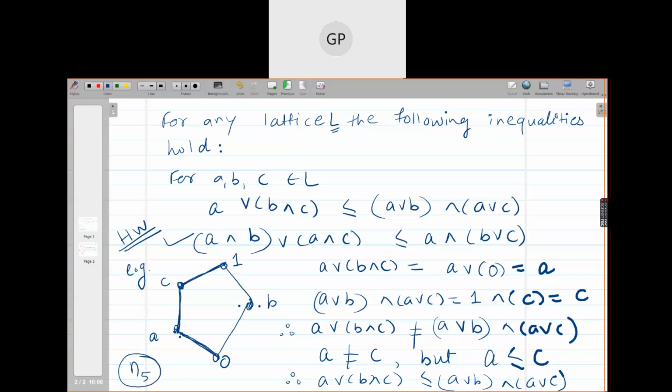Have you understood it? Will you verify this second property for this diagram? Yes, ma'am. Okay.